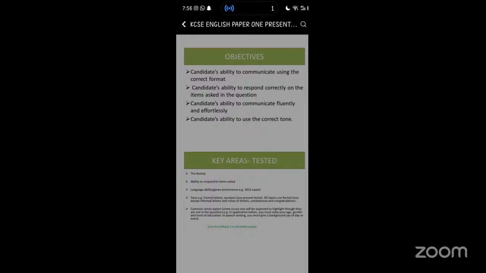So the examiner is interested in those four things as far as functional writings are concerned. Are you comfortable with the format? Are you comfortable with the content? Are you comfortable with the language? Are you comfortable with the tone? Ukimaster those four, unajiuliza format. Ukisikia functional writing, umesikia sijui unafaa kuandika what? For example, what?